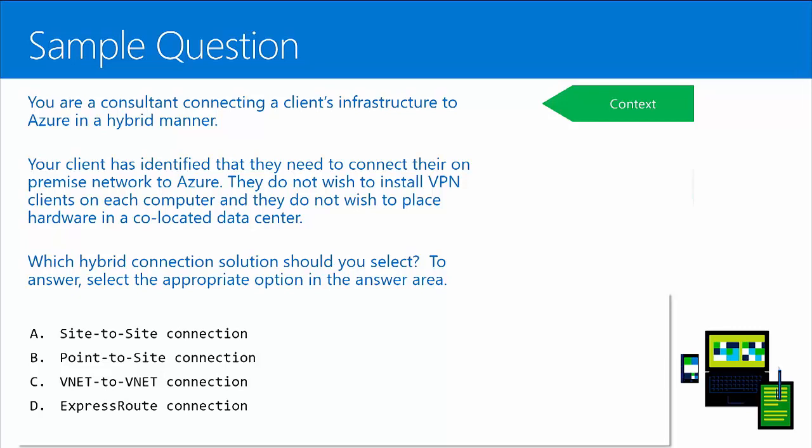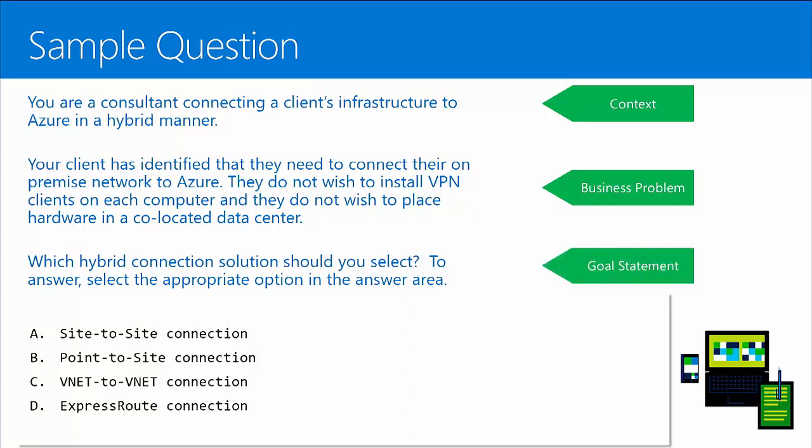Once you get past the business context, the question will generally define a business problem. Your client has identified that they need to connect their on-premise network to Azure. They do not wish to install VPN clients on each computer, and they do not wish to place hardware in a co-located data center. Now that we know these parameters, which hybrid connection solution should you select? To answer, select the appropriate option in the answer area.